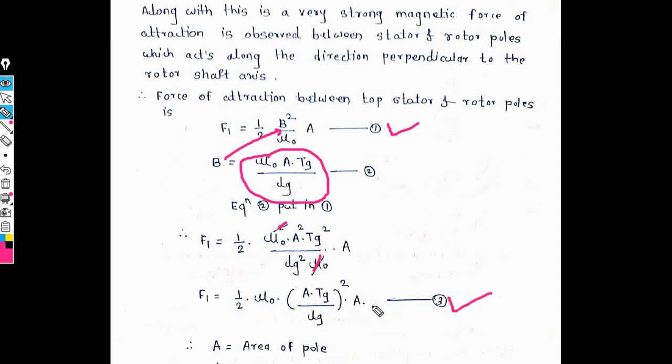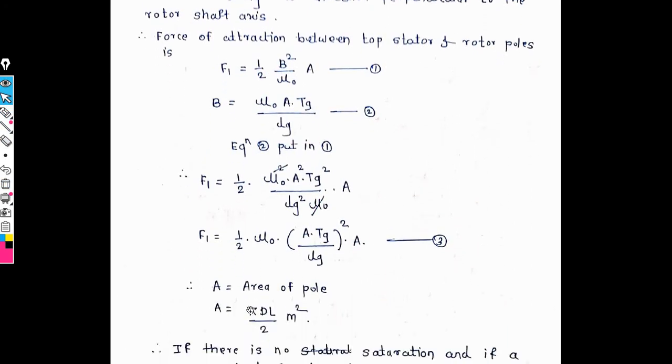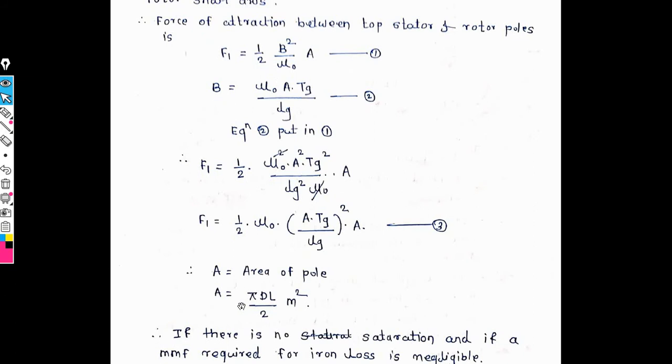Then A indicates the area of the hole. The formula for the area of the hole is A equal to pi D L upon E. D means stator bore diameter and L means length of stator bore.